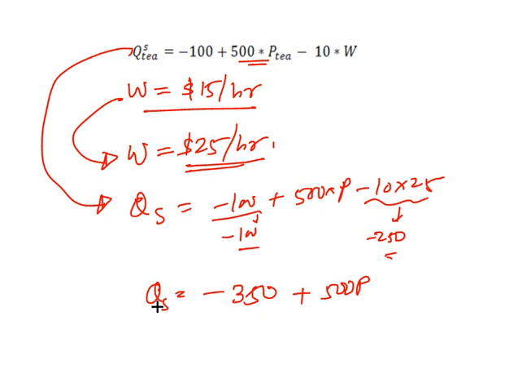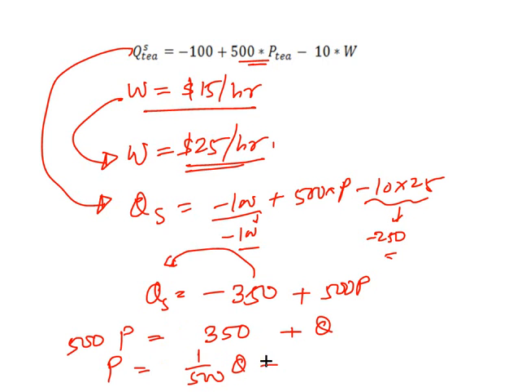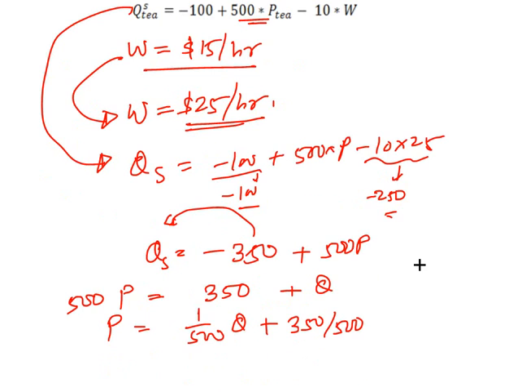Now we want to have price as a function of quantity, so we will move this side. So we will say that 500 into price is equal to 350 plus the quantity supplied, or price is equal to 1 by 500 into quantity plus 350 by 500. This equation will become equal to 0.002 into quantity plus 0.7. So the price function has now changed.